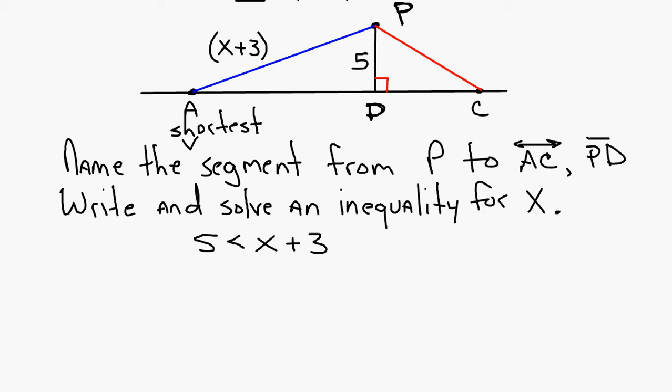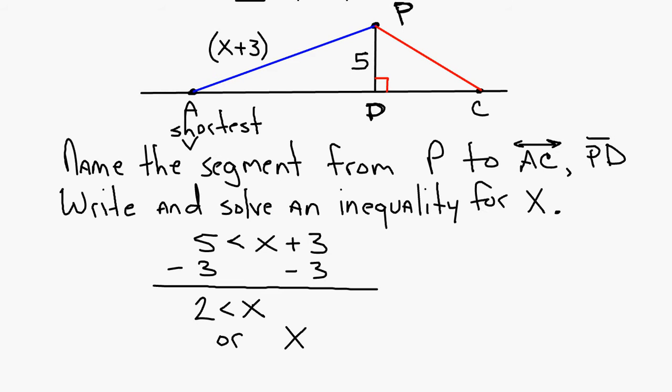So there's writing the inequality, and to solve it, you would subtract 3 from each side. And 2 is less than x. And another way of writing 2 is less than x, you could also say x is greater than 2. Both of those are true. Yes?